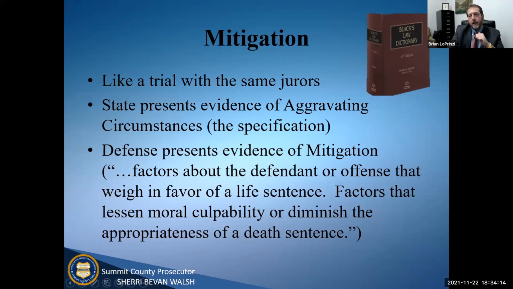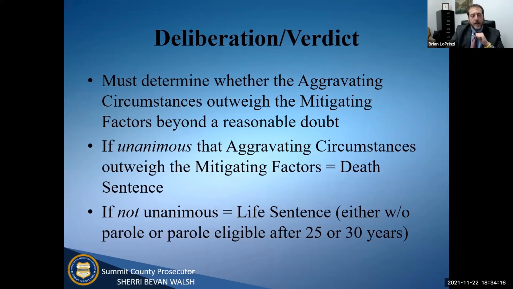So the state has to prove the aggravating circumstances outweigh the mitigating factors that the defense presents beyond a reasonable doubt. If the state is successful in doing that, we prove those aggravating circumstances outweigh the mitigating factors, the jury must find for death. Okay? If any one juror decides that the state didn't meet that burden, it's over. No death sentence, ever. And that is the thing about Ohio, is that any one juror can stop a death sentence at any time during deliberations.